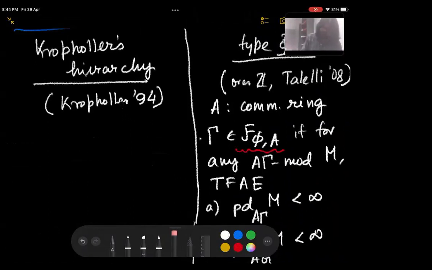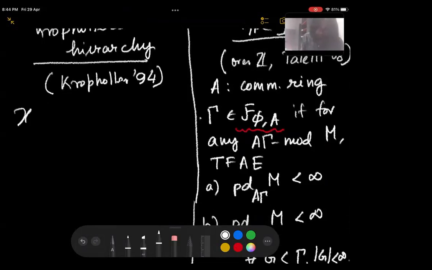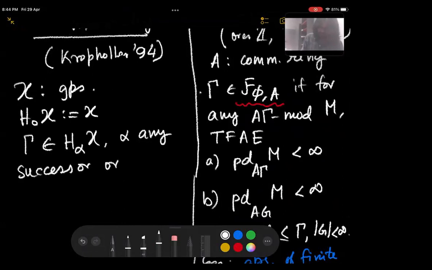Now let's come over to Kropholler's hierarchy. What's going on here? Well, we start with a class of groups X, and then we say H0 X is X, and then we say a group gamma is in H alpha X for alpha any successor ordinal. I'm burning up a lot of time.